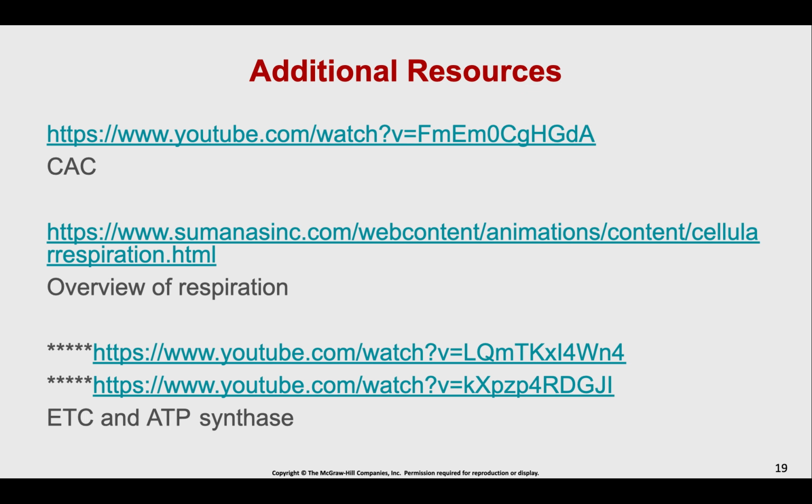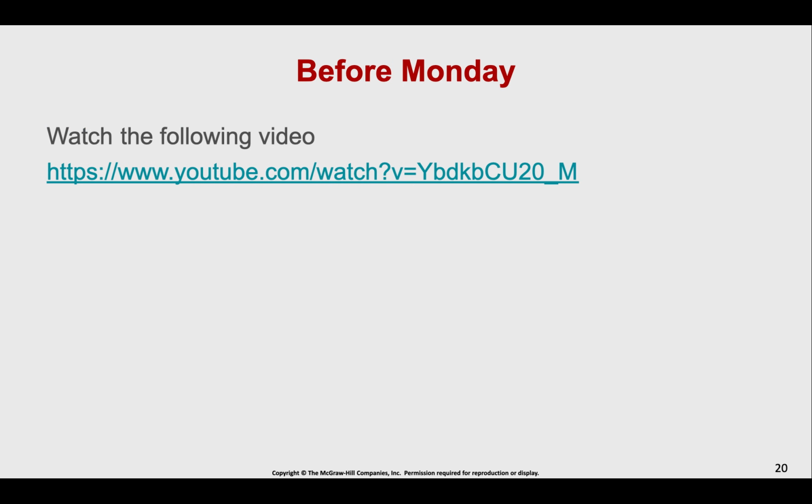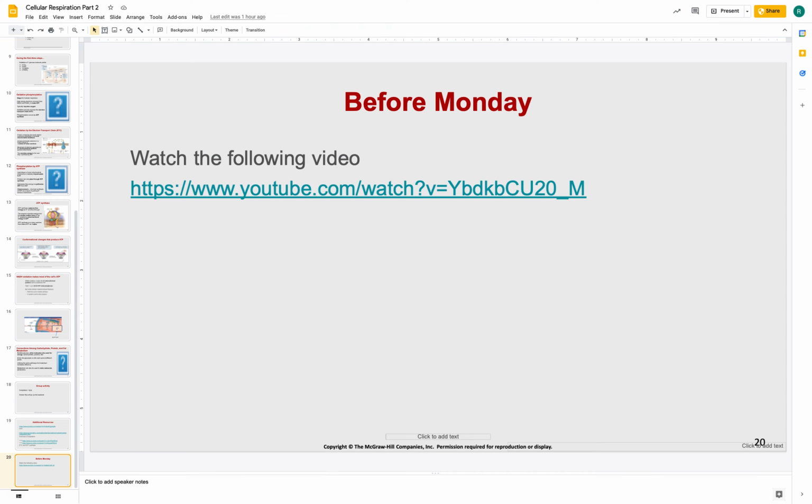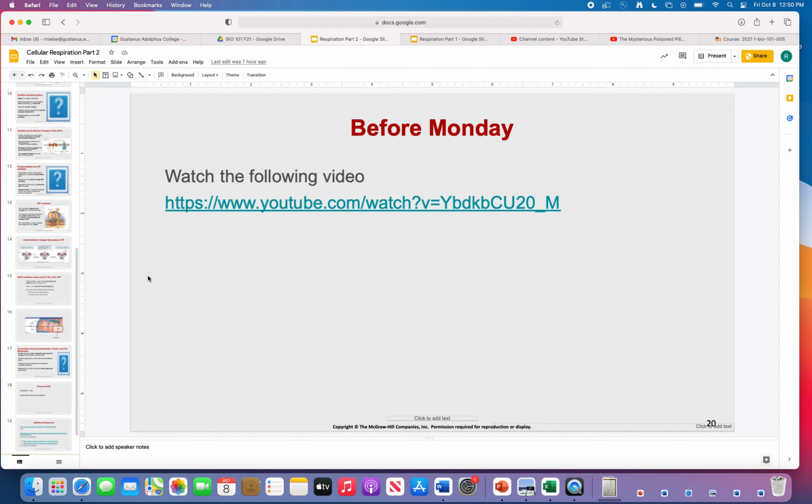Before we get too far into it, I'm just going to say these are the additional resources. I like the 2 on the bottom. I think they were very clear and easy to understand if you need more detail. And then before Monday, I am going to have you watch a video. It's a fun video. It just kind of introduces you to fermentation.